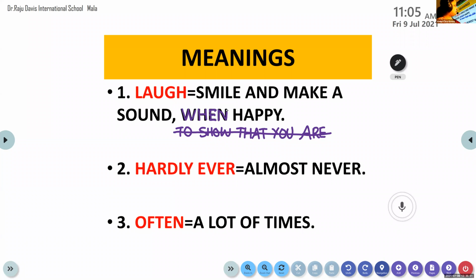What about the others? Show it to me. Strike off this part to show that you are. Strike it off and write when there. Try to write it a little smaller in size so that you are able to understand it later. The meaning of laugh is smile and make a sound when happy.